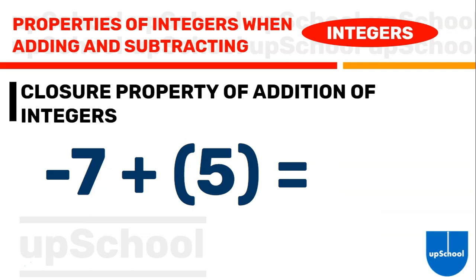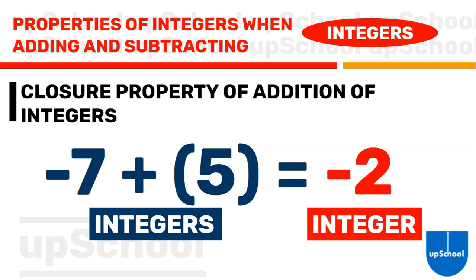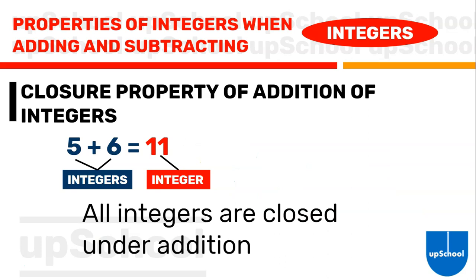So, can we say that an integer plus an integer always equals an integer? Well, let's try to prove that by doing another example. Let's suppose we're doing negative 7 plus 5. Negative 7 and 5 are both integers, and by adding both of these integers, we get negative 2, which is also an integer. So we can state that an integer plus an integer always equals an integer, and that's basically the closure property. By stating that, we're stating that all integers are closed under addition, which is the closure property.